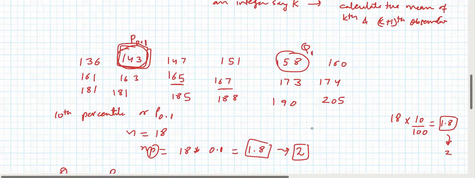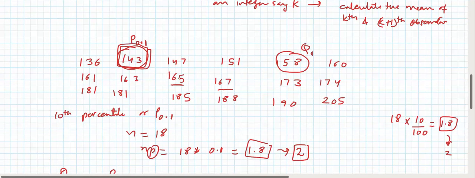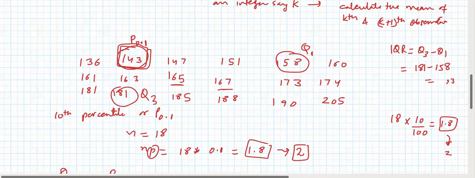So you have to look at the 14th entry. This is 2, 4, 6, 12. This is the 14th entry, 181. So our Q3 is 181. If I ask you what the IQR is, that would be Q3 minus Q1. Q3 is 181 minus 158. That is 23, so 23 is my IQR. Does that make sense?